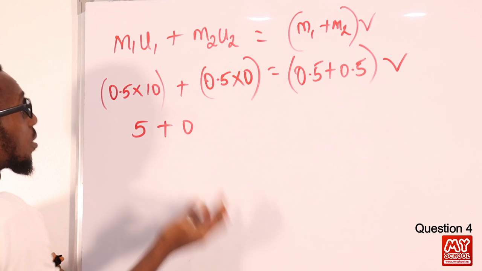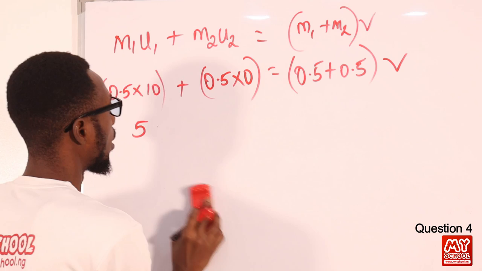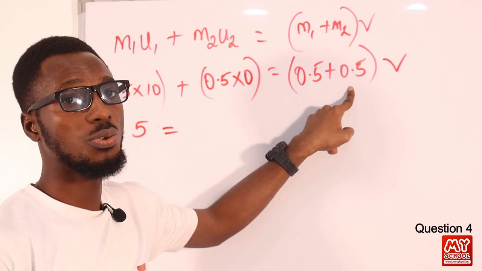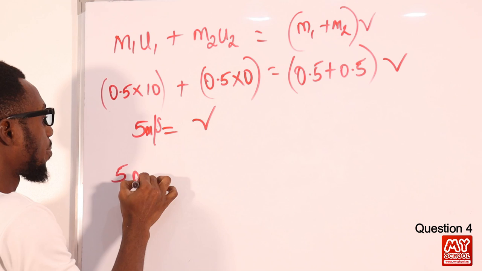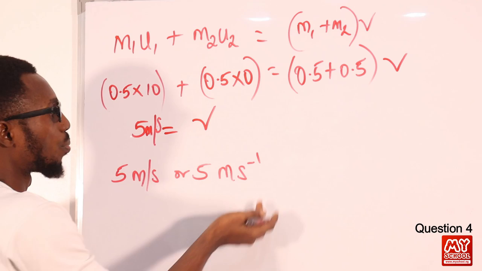On the other side I have 0.5 plus 0.5, that is actually 1. So 1 times V is still V. So their common velocity is actually 5 meters per second. You can see the unit written this way, or as meter per second raised to the power minus 1. It is the same, the unit is good to go. So we have 5 meters per second.